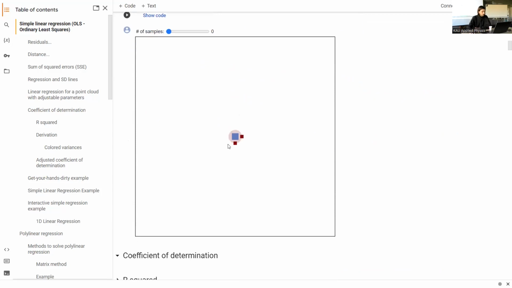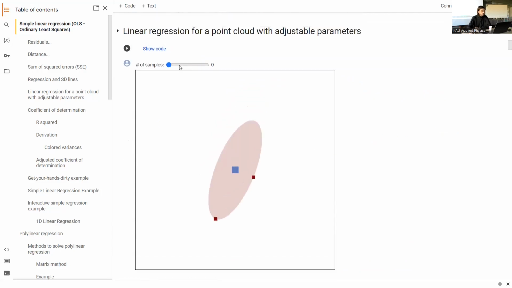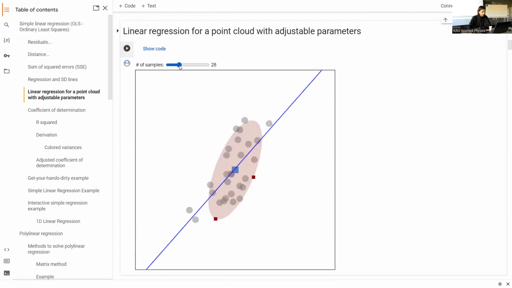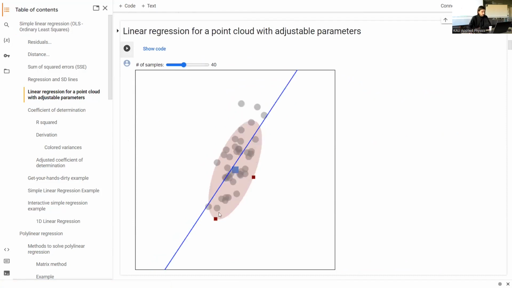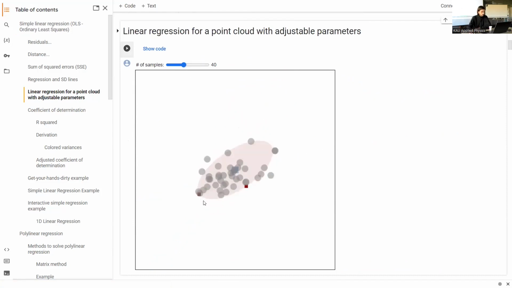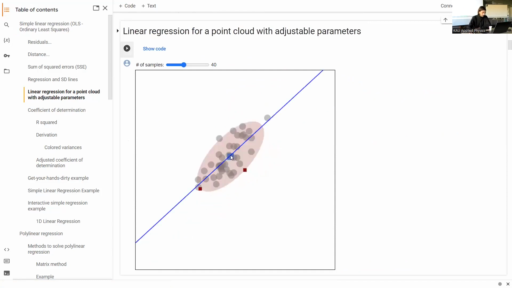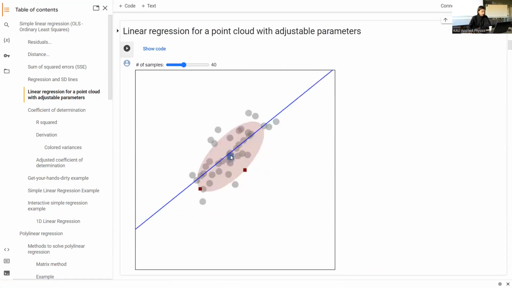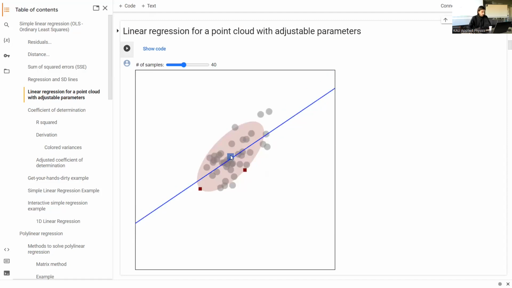Okay, here is one more demo for you. That's a point cloud with some adjustable parameters. I will draw some random samples from a normal distribution. You see the sigmas of this distribution. I am trying to change them. And please note how this line passes and where these squares are. These squares show you some sort of principal directions.